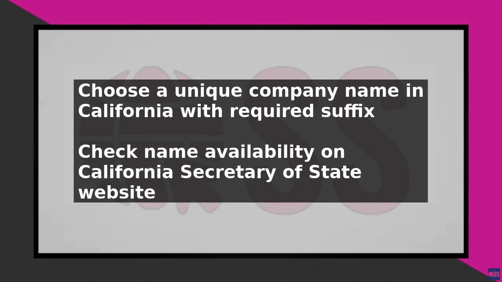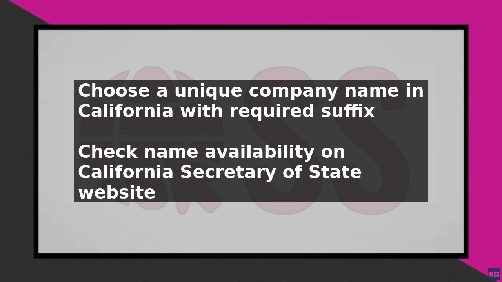To start a limited liability company, LLC, in California, there are several steps that must be taken. The first step is to choose a name for the company. The name must be unique and distinguishable from other business entity names already registered in the state. It must also end with Limited Liability Company or one of its abbreviations. The availability of the name can be checked by searching for it on the California Secretary of State website.